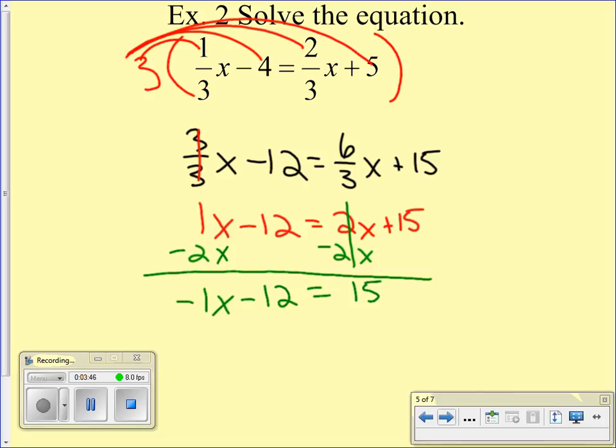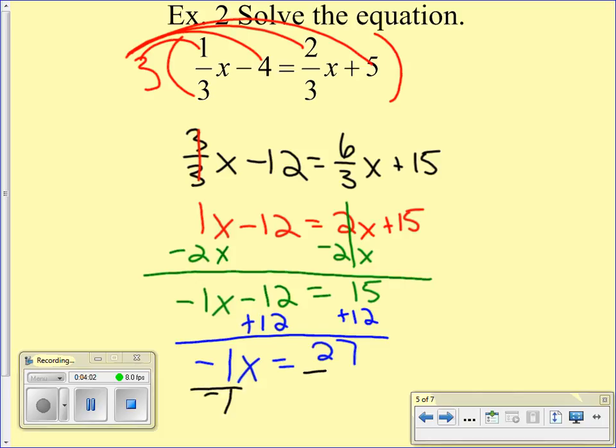We want to use addition property of equality to move the 12 over, so plus 12, plus 12, negative 1x equals 27. Isolate the variable by dividing by negative 1. So we get x equals negative 27.